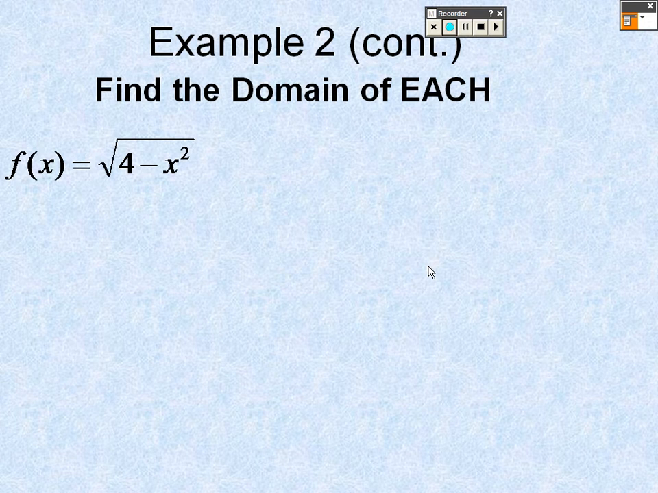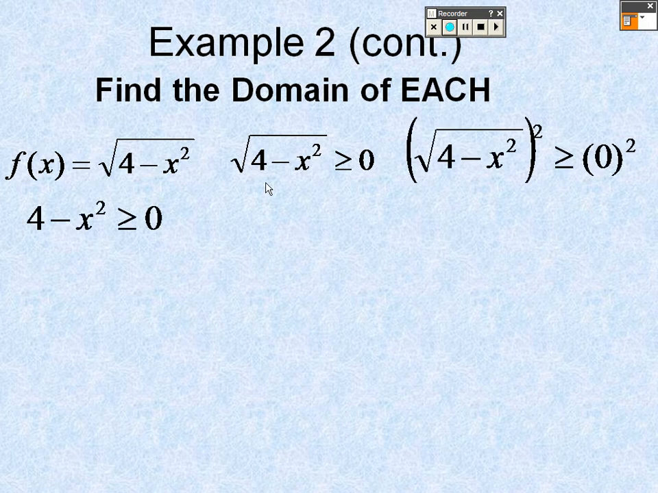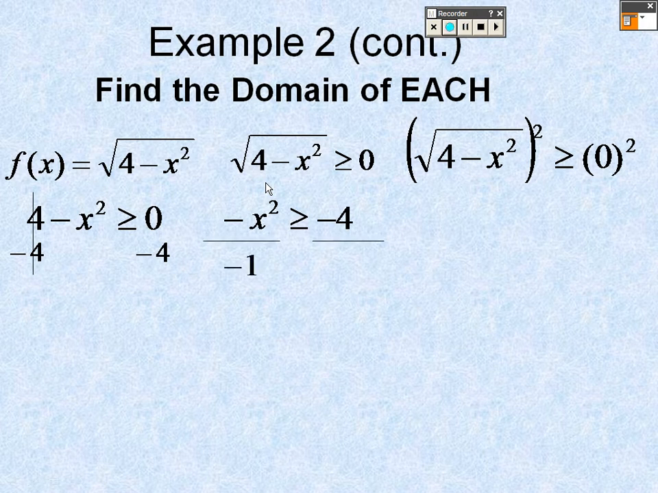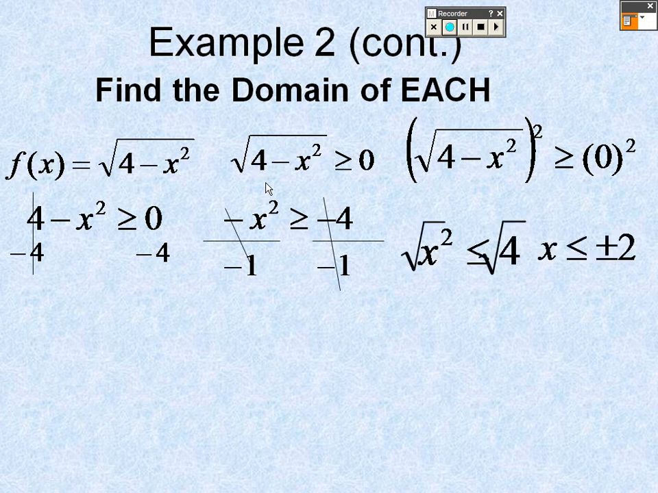So we're going to have to find the domain of each of these. So remember the rules for domain from earlier in the chapter. You take whatever's underneath and set it greater than or equal to 0. So when I go to solve this, I subtract 4. So I get negative x squared is greater than or equal to negative 4. Divide both sides by negative 1. I have to also flip the sign, so I get x squared is less than or equal to 4. I square root and I get plus or minus 2.